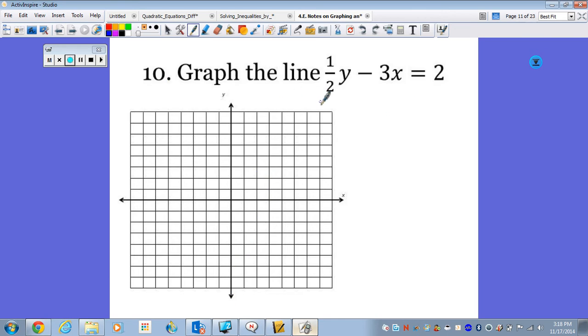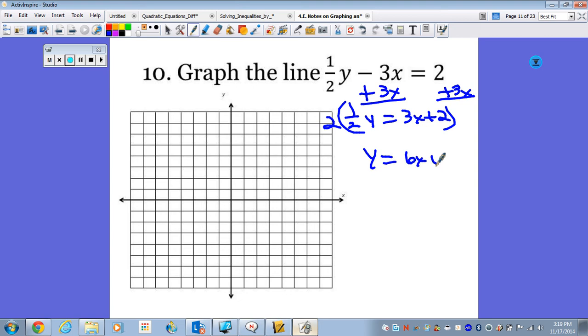Now here, I don't know that you necessarily want to do that. Maybe we'll just solve this one for y. So we're going to have 1/2 y equals 3x plus 2. What I did is I added 3x to both sides. You can't put those together because they're not like terms. Then you want to divide both sides by 1/2. But keep in mind, guys, that's the same thing as multiplying through the entire thing by 2. When you do that, you get y equals 6x plus 4.